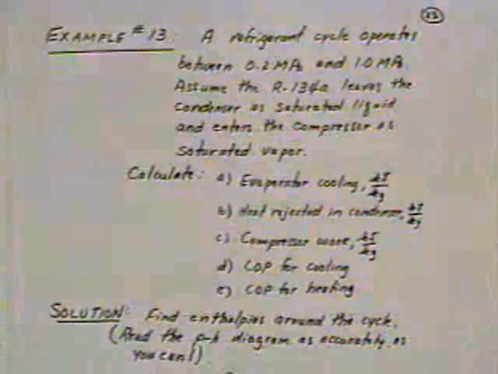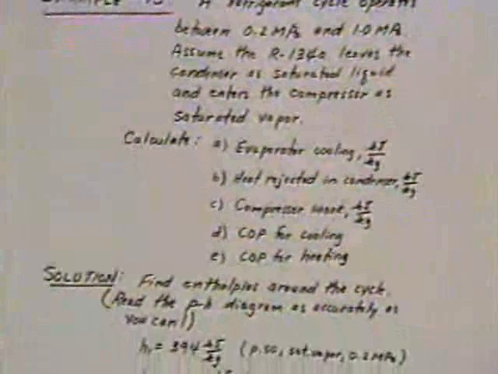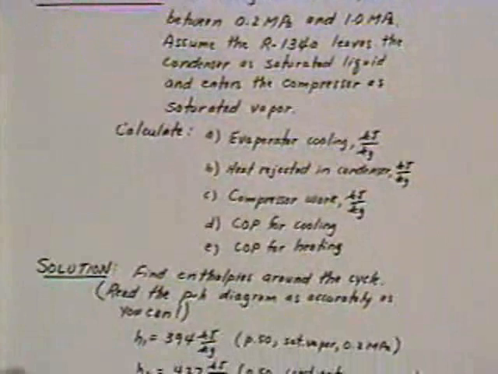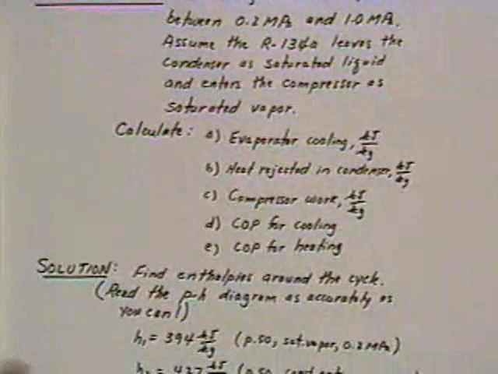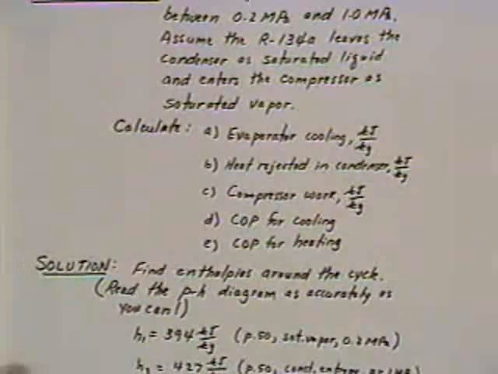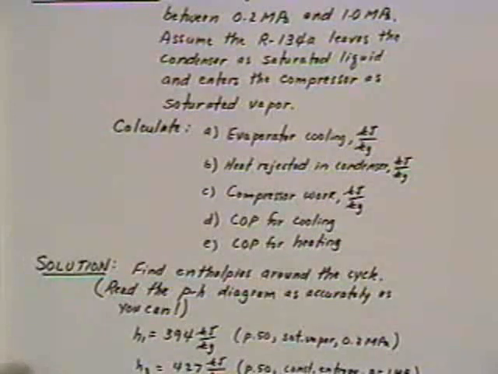So coming back to example 13 again, what we'd like to do is a complete cycle analysis on this problem. We'd like to calculate the evaporator cooling, in kilojoules per kilogram. We'd like to determine how much heat is rejected in the condenser, also in kilojoules per kilogram. We'd like to find the compressor work, in kilojoules per kilogram, and we'd like to determine the coefficient of performance for heating and the coefficient of performance for cooling.